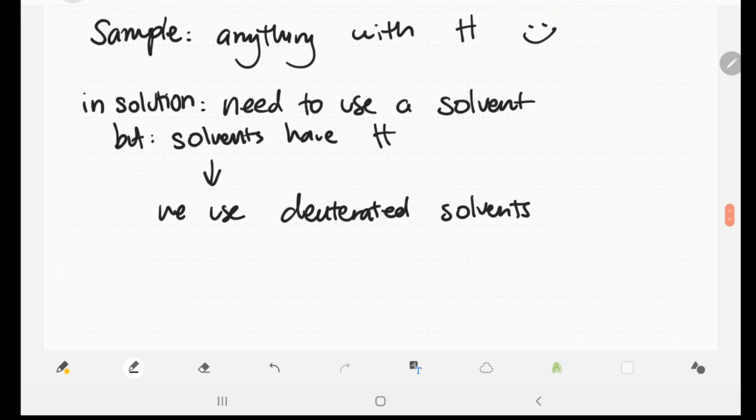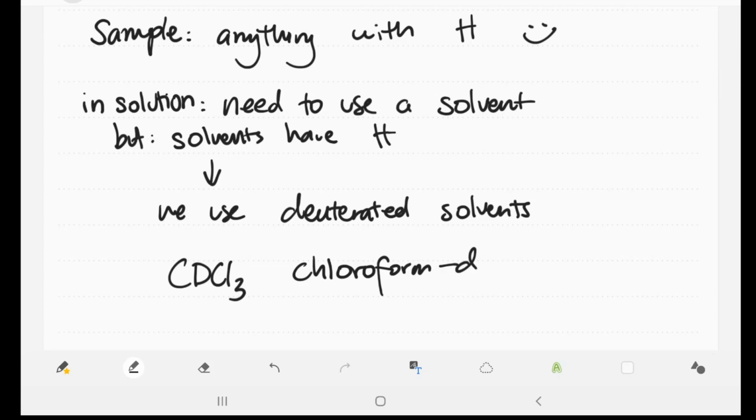For example, this is chloroform. Chloroform D, they would say. Deuterated chloroform has no protons. It makes a good solvent. It dissolves most things. It's slightly polar, so it'll dissolve your non-polar things. It'll dissolve some of your polar things.